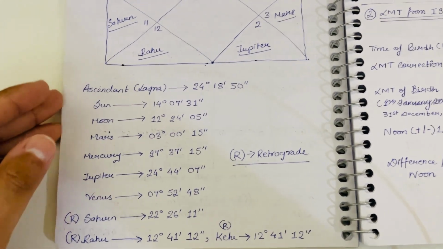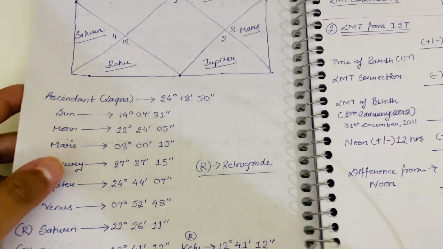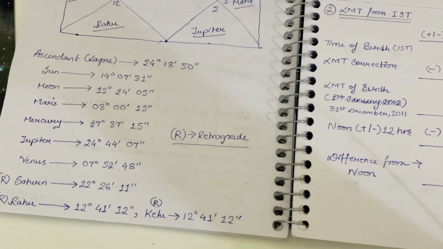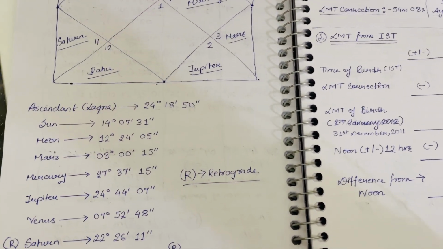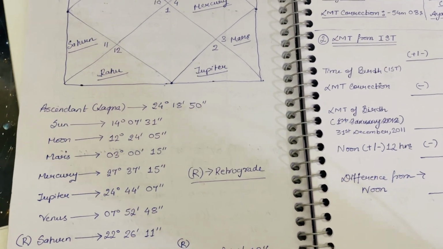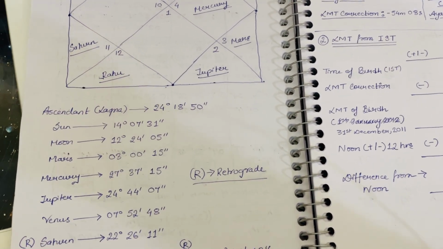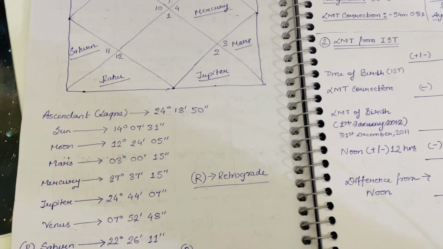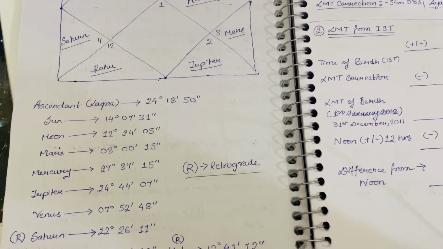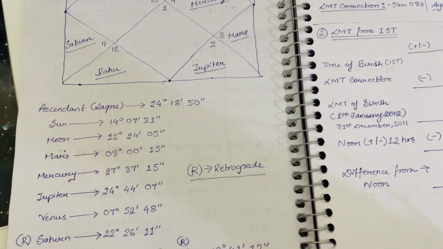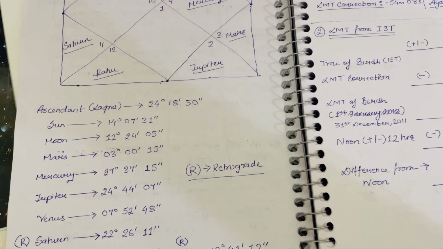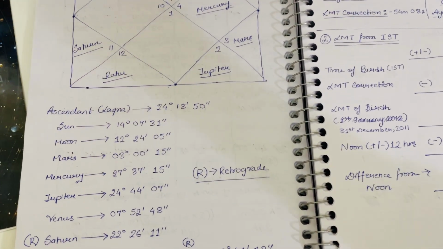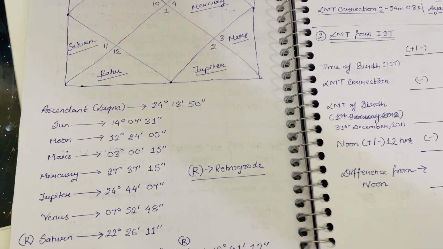So I think I will end today's class 70. In the next class, I will teach you the logarithm method: how you can calculate the planetary positions and the planetary longitudes using the logarithm method. Some people prefer the logarithm method because they feel it takes less time. Some people feel more comfortable using the ratio method.